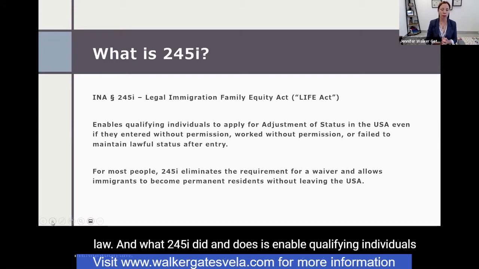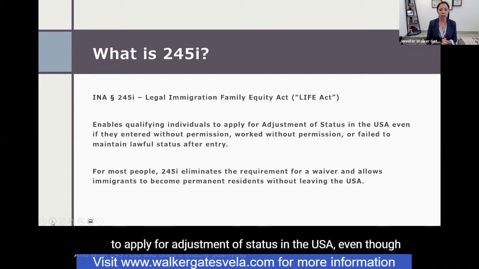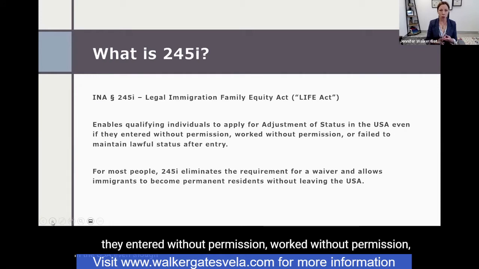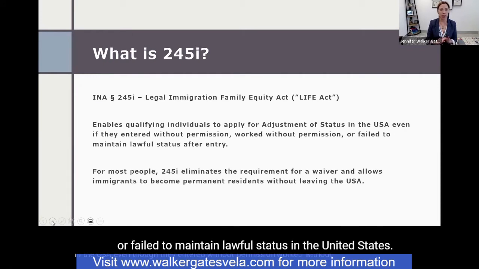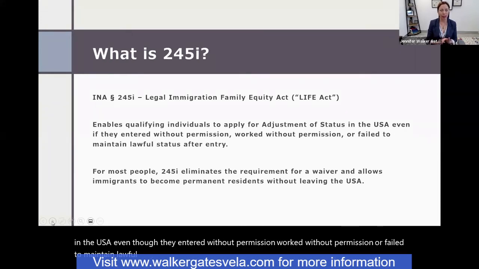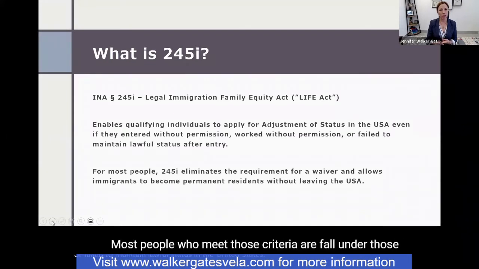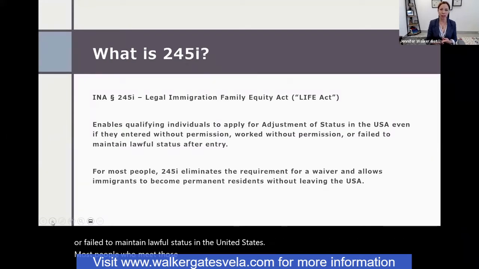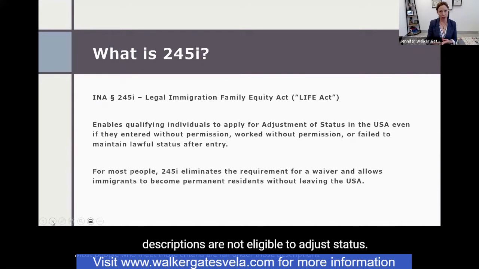And what 245I did and does is enable qualifying individuals to apply for adjustment of status in the USA, even though they entered without permission, worked without permission, or failed to maintain lawful status in the United States. Most people who meet those criteria or fall under those descriptions are not eligible to adjust status.